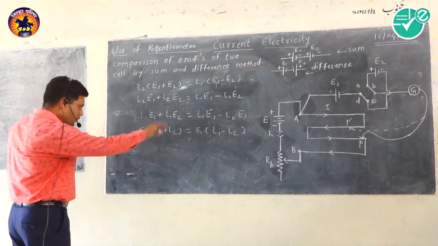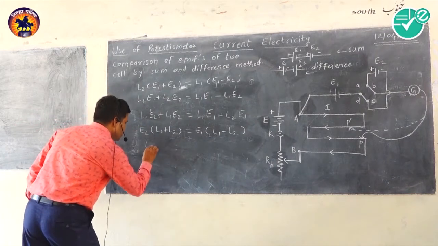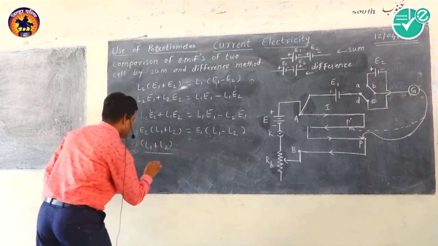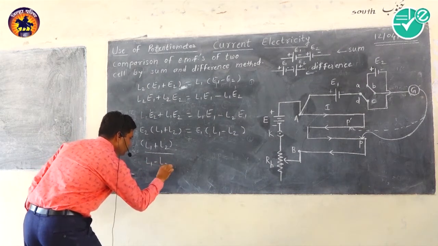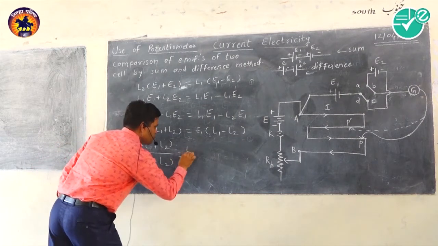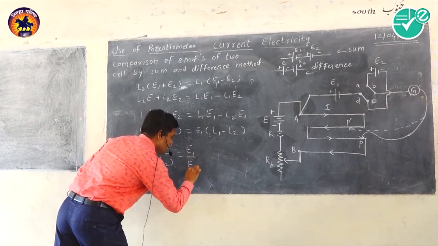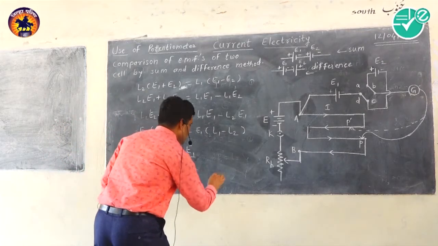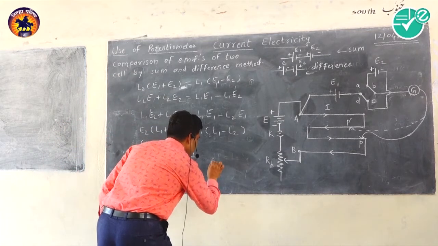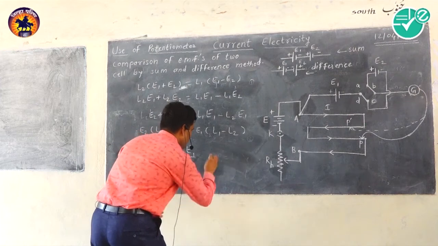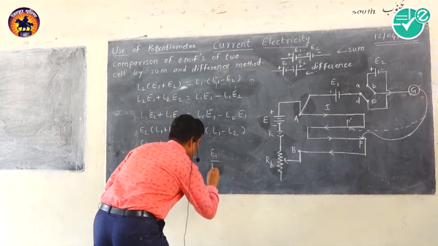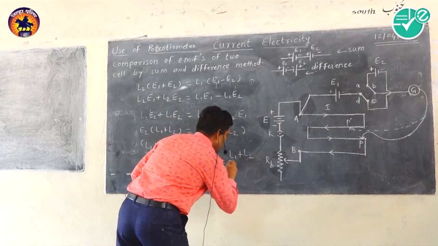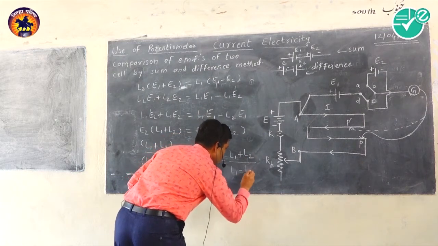Now divide E1 by E2, just rearrange the terms here. L1 plus L2 divided by L1 minus L2 is equal to E1 by E2, and hence we have got the equation. So I will write it as a final here. We have got the final equation that E1 upon E2 is equal to L1 plus L2 divided by L1 minus L2.